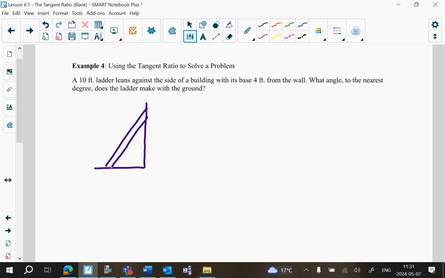So notice the side of the building, the ground, and the ladder form a right triangle. Or we assume that. We have to assume that. So we assume the ground is perfectly flat and that it's perpendicular, meets at a 90 degree angle with a perfectly vertical wall. So let's fill in the information we know.